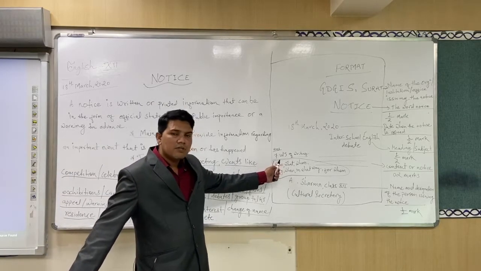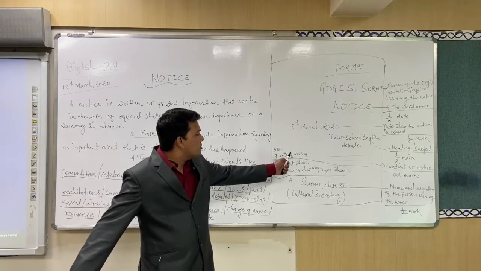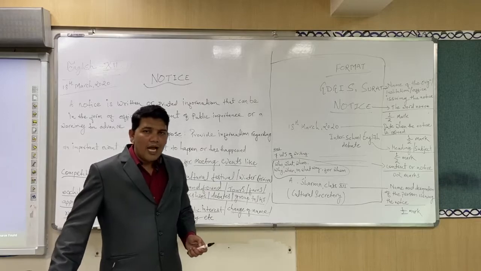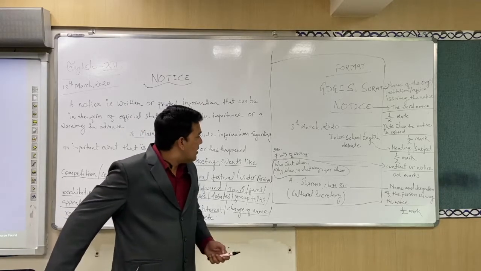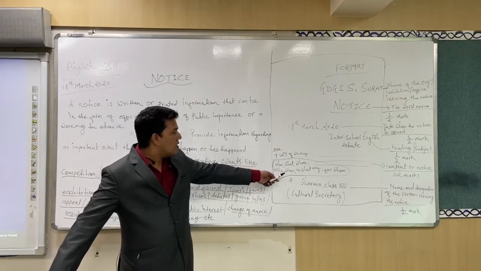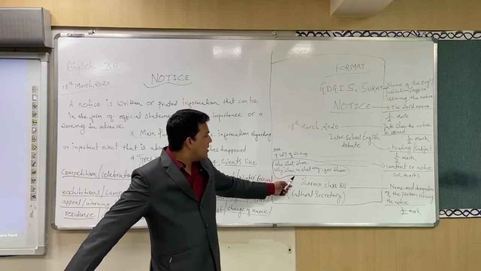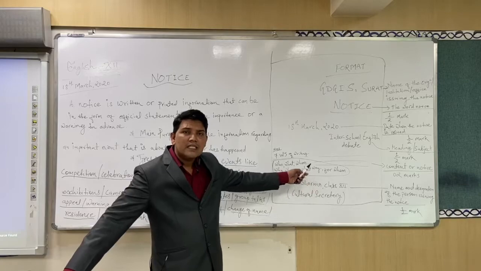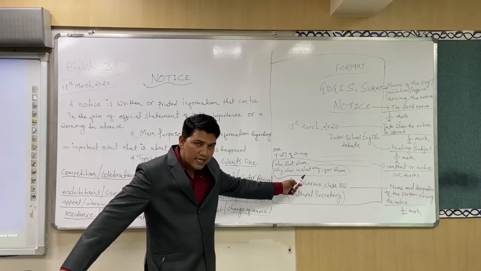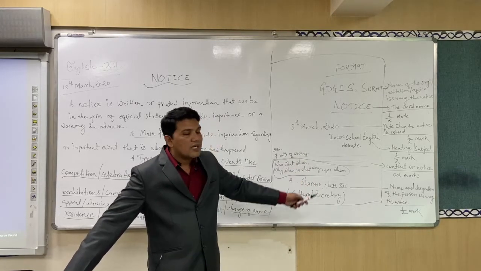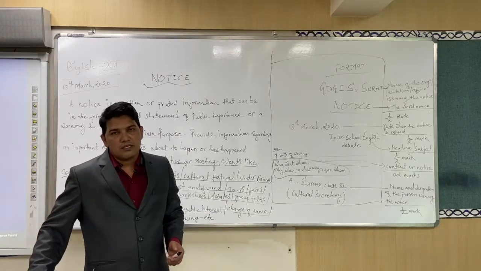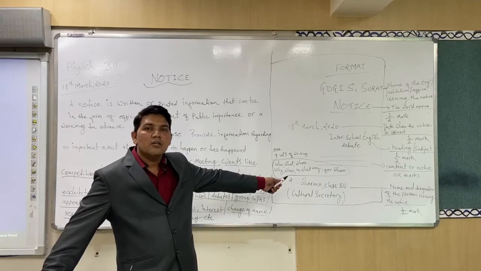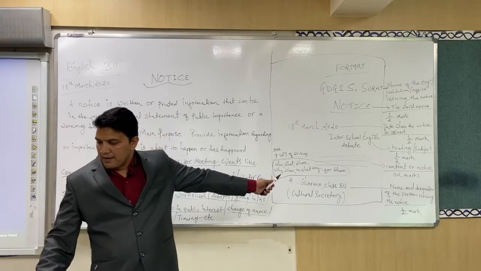I have written here, you can see 7 W's of writing. If you answer these 7 W's, you will have good content. Now, who, what, where, why, when, in what way, for whom, these are the questions you can answer to write your content or main information which you are passing as notice.